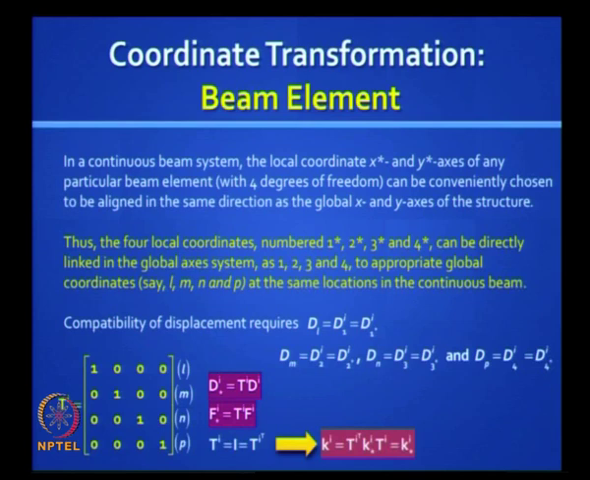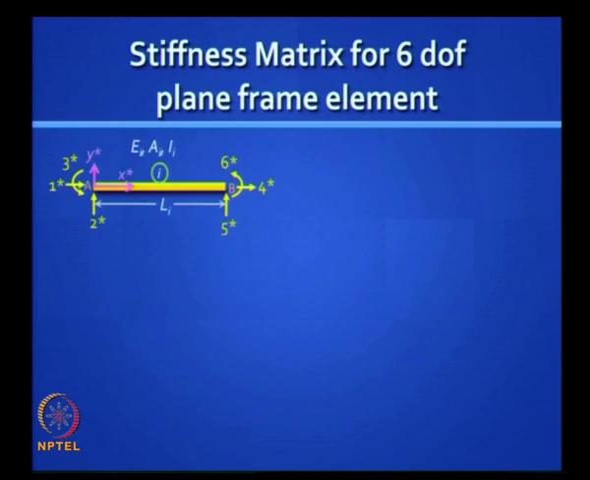We found that the T matrix is an identity matrix because conveniently the local axis can be made to align with the global axis. So, x is x star, which you cannot do in a frame. In a frame, the element can be oriented in any direction. So, now with that background, it is quite easy actually to put things together and straight away derive the stiffness matrix for a plane frame element. Will you try it out?